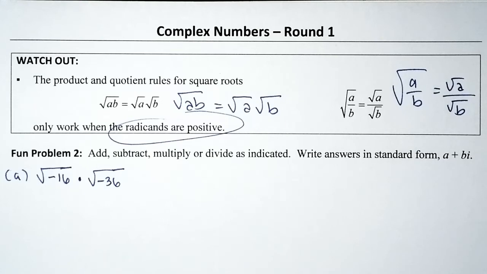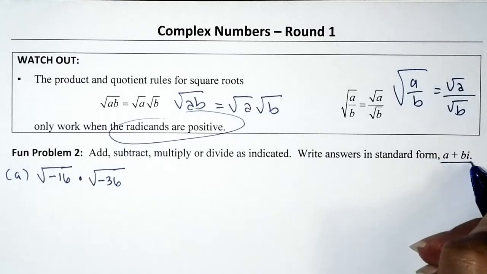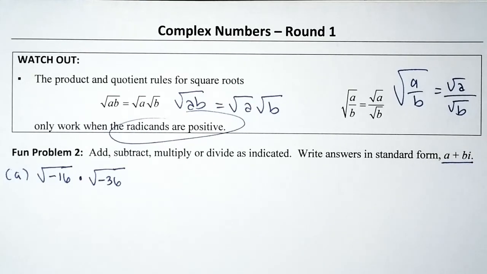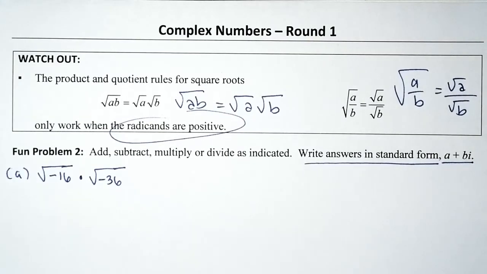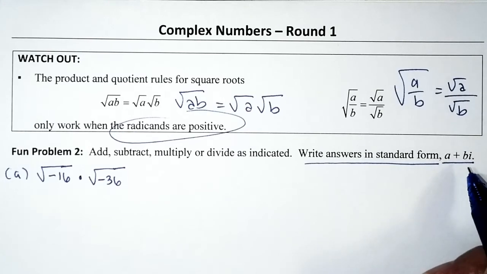The directions read: add, subtract, multiply, or divide as indicated. If you see a plus sign, then you add. Same thing for the remaining 3 operations. Now, we're going to be working with complex numbers or non-real numbers, however you want to dish it out. When working with complex numbers, it's implied that you write your answer in standard form. Because this is day 1, I will make sure to always say, write your answer in standard form. Standard form for a complex number is a plus bi, real part followed by pure imaginary part.